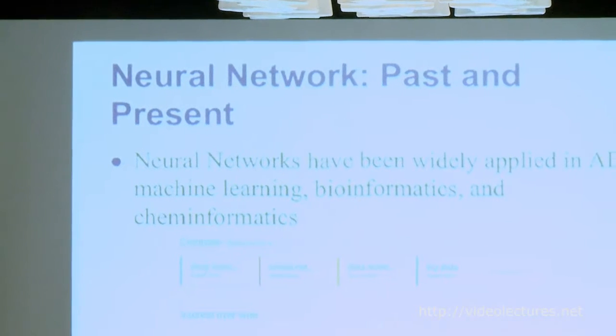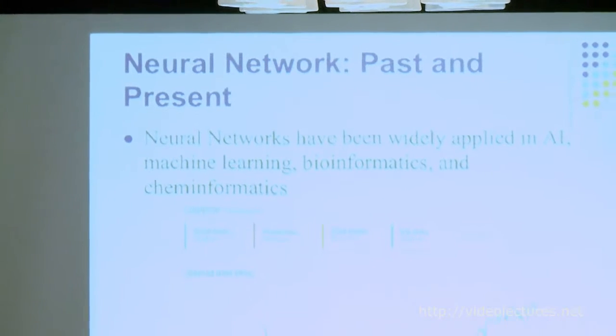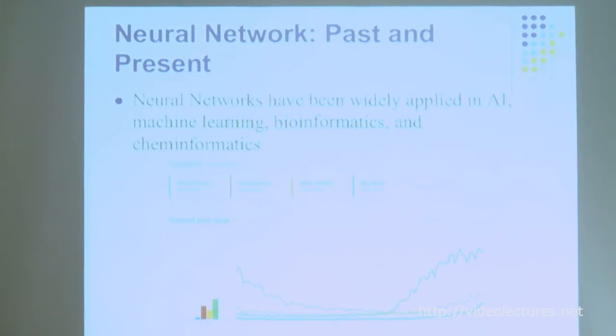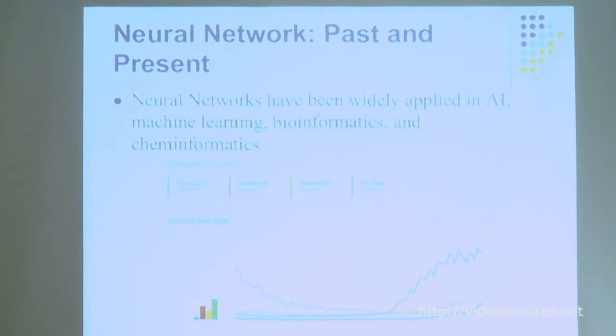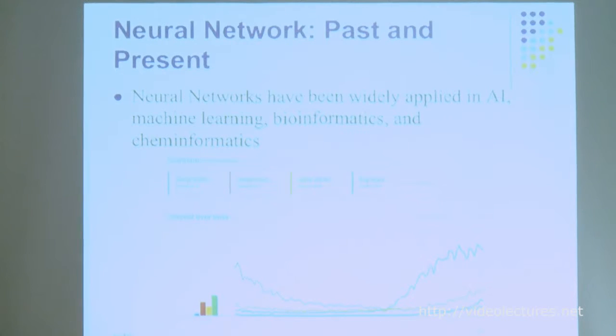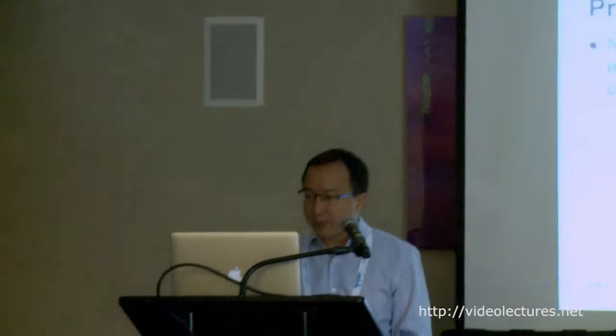Probably people see this type of figure all the time. The message is that neural networks have been around for a long time, and of course, they somehow lost momentum. You can see the red line is the popularity of the term using Google Trends. And big data and deep learning are definitely picking up. So what's new?